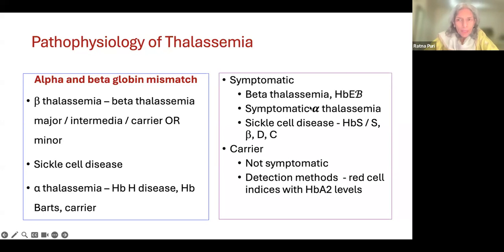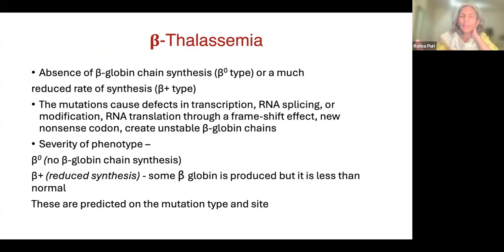You can have symptomatic alpha thalassemia, and you can have sickle cell disease where either both mutations are causing sickle cell disease, or there is one sickle along with beta thalassemia, or hemoglobin D or hemoglobin C. These are the various kinds of variant hemoglobins. And always remember that a carrier is not symptomatic, and therefore you have to proactively do the test to identify a carrier status. So, absence of the beta globin gene synthesis, there are two types.